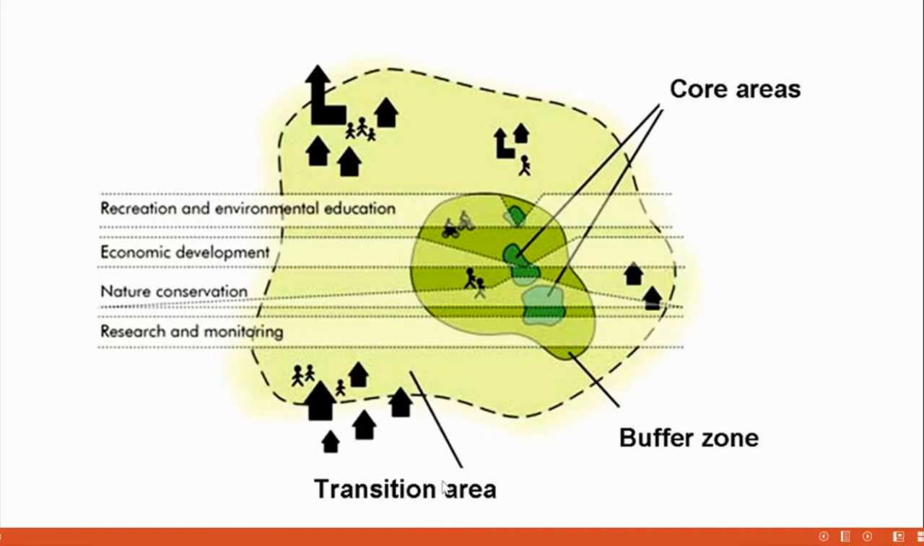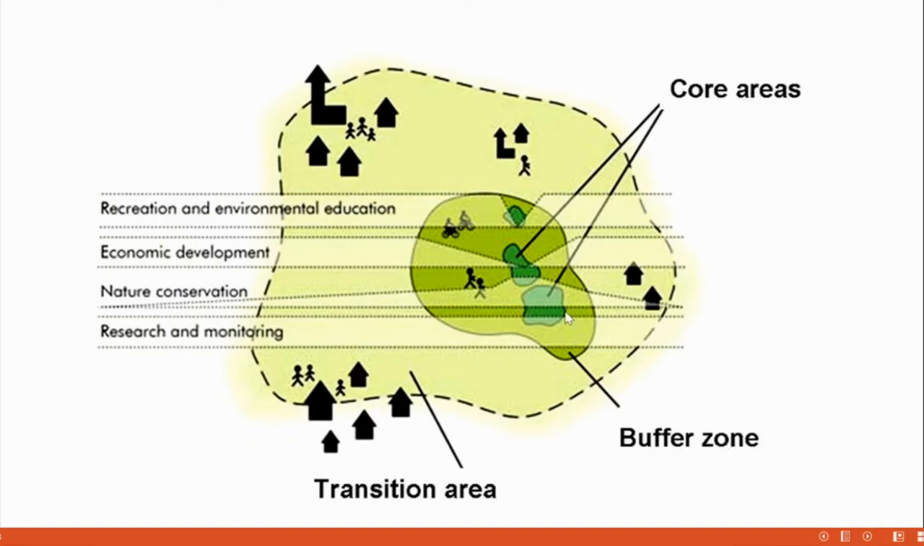First we can see the transitional area, this light colored yellow region. Then look at these aspects. In the transitional area, research and monitoring is happening to the maximum extent, and nature conservation is not at full strength here. And what about economic development? The activities that can build the economy are going on in this transitional area. Recreation and environmental education also have maximum possibility in the transitional area. You only need to see whether the lines show maximum or minimum in the specified area. In that way we can understand.